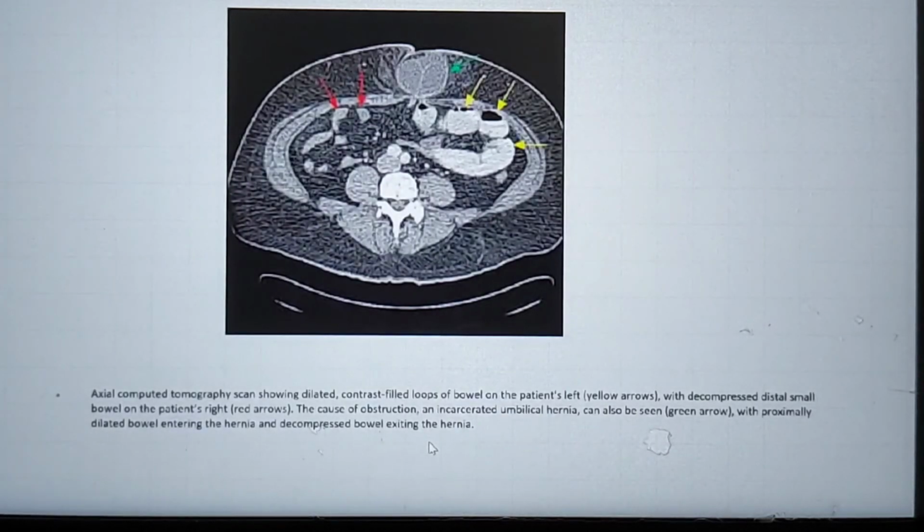So this is an example of a CT scan finding in which there are dilated contrast-filled loops of bowel on the patient's left, shown by the yellow arrows, with the compressed distal small bowel on the patient's right, shown by the red arrows. And the cause of obstruction in this case is an incarcerated umbilical hernia, shown by the green arrow. We can also see the proximally dilated bowel entering the hernia and the compressed bowel exiting the hernia.